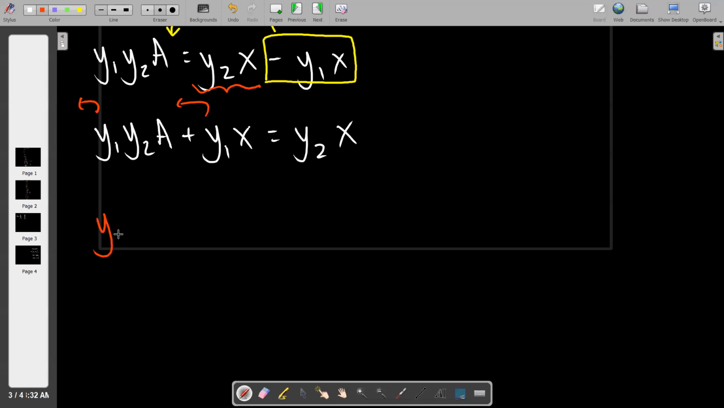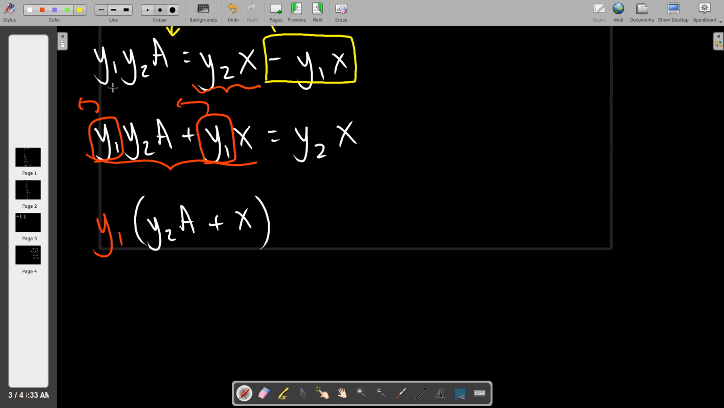Undistribute the y1. You get y1, and what is he distributed into? y2 times a plus x. I see you got a little bit lost there, perhaps. If you go to this term, I'm going to underline it in purple, or this expression right here, I'm underlining it in red. Do you see how there's a y1 in both of them? So if I take that y1 and undistribute it out away, all I simply do is copy the leftovers down.